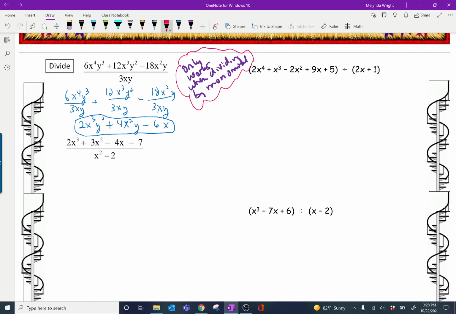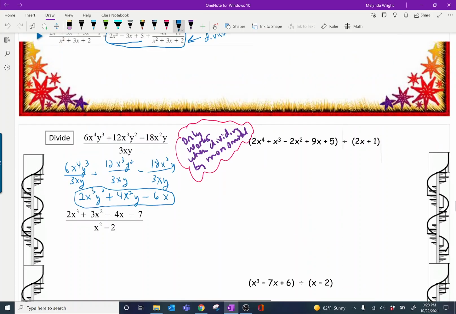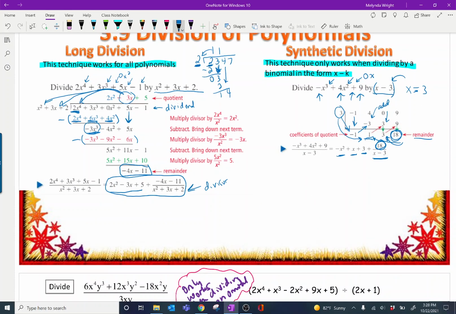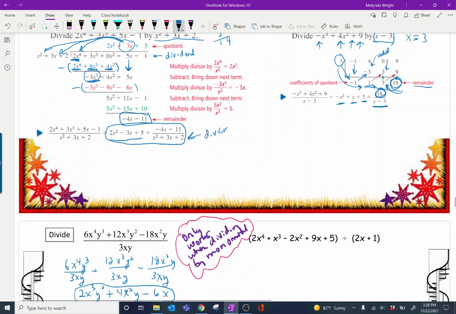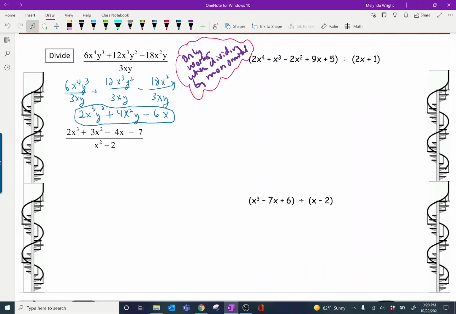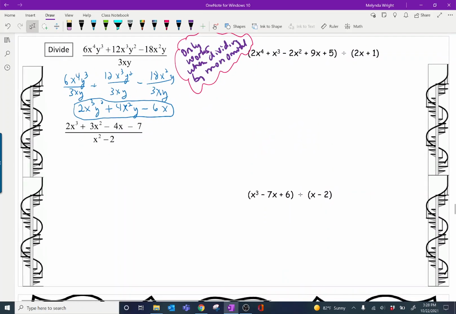Okay, here we go. Let's start on this one. Since I'm dividing by 2x plus 1, that's not in the form, this one above. For synthetic division, we need it to be x minus k. It's not in that form, and besides, I'll just be honest, I like long division better. It's so much more fun. So we're going to do long division here.